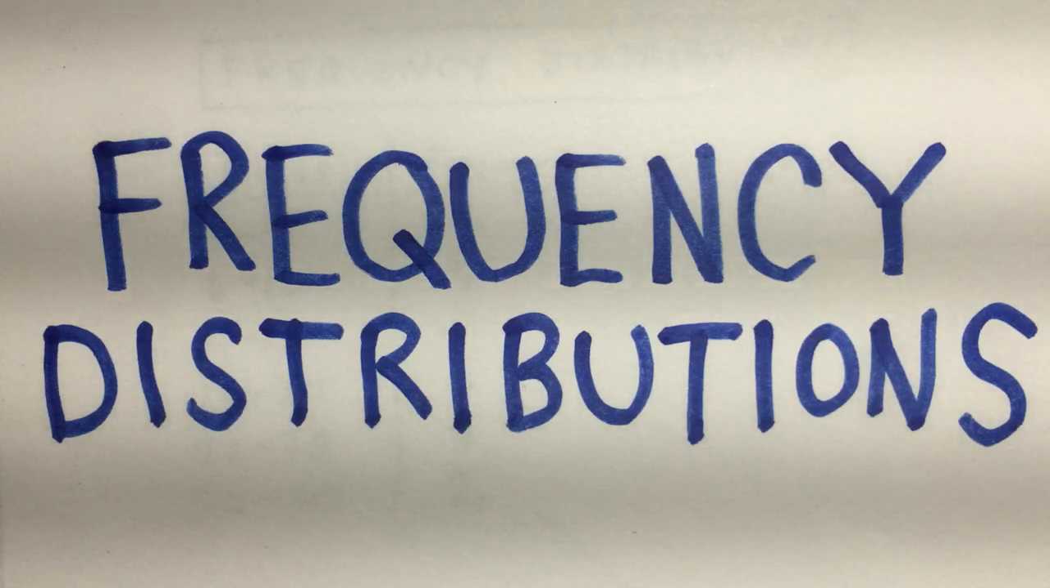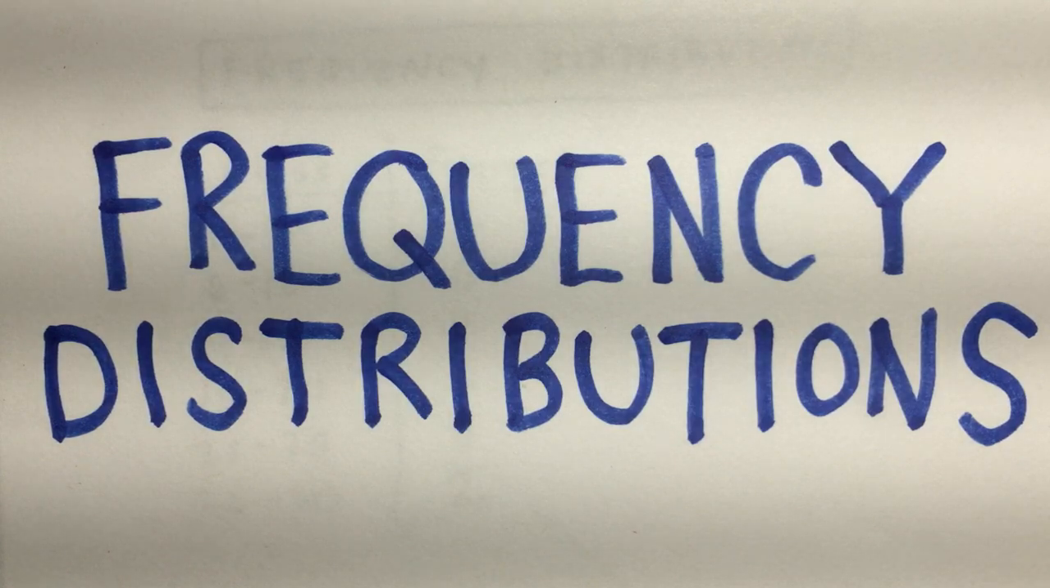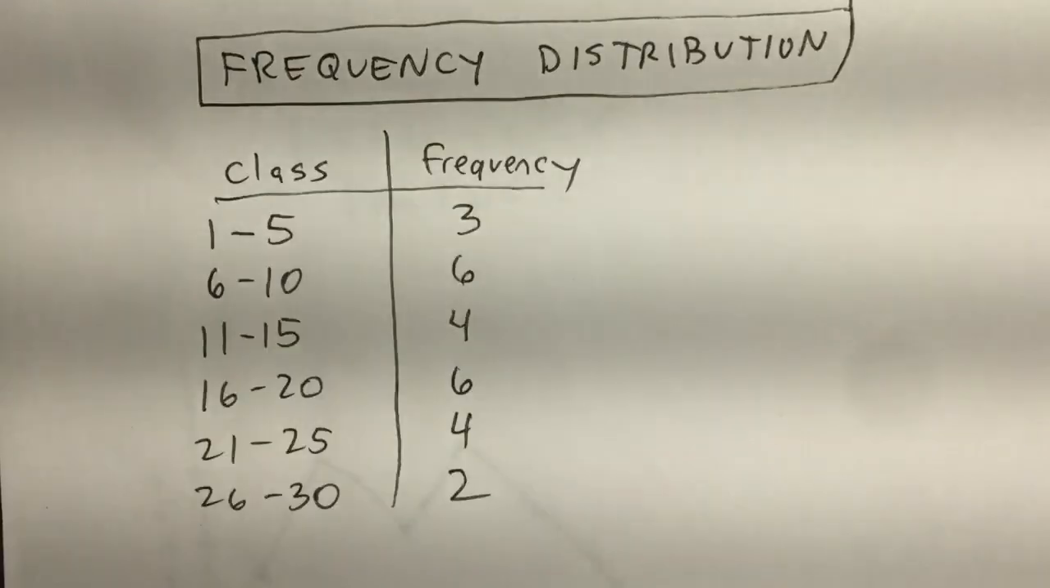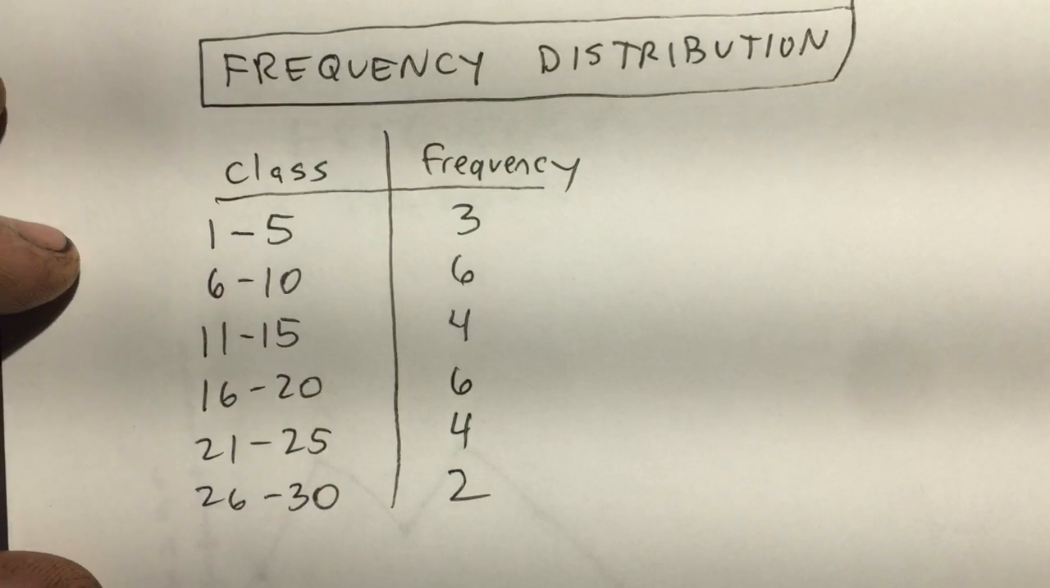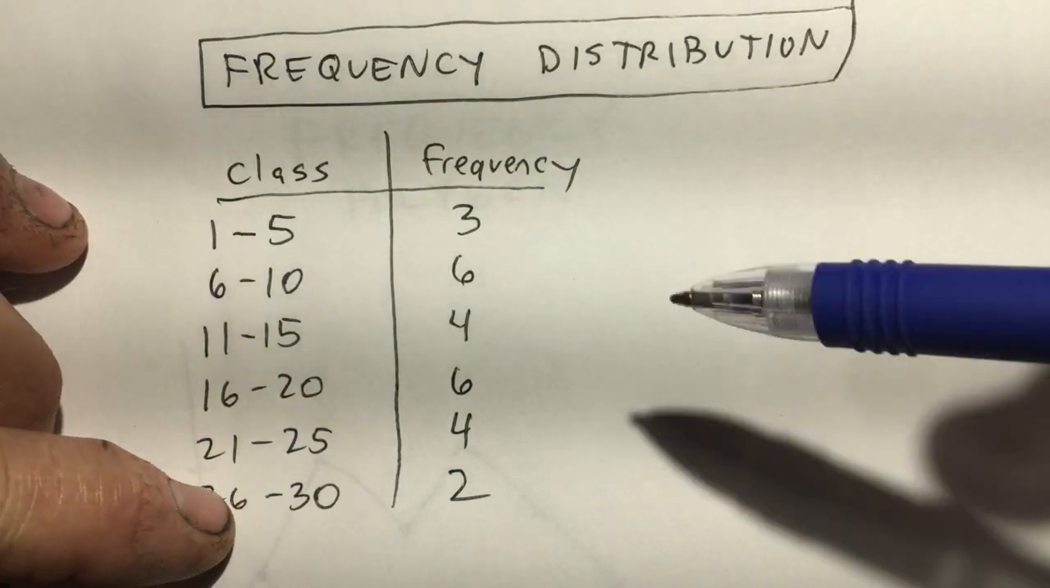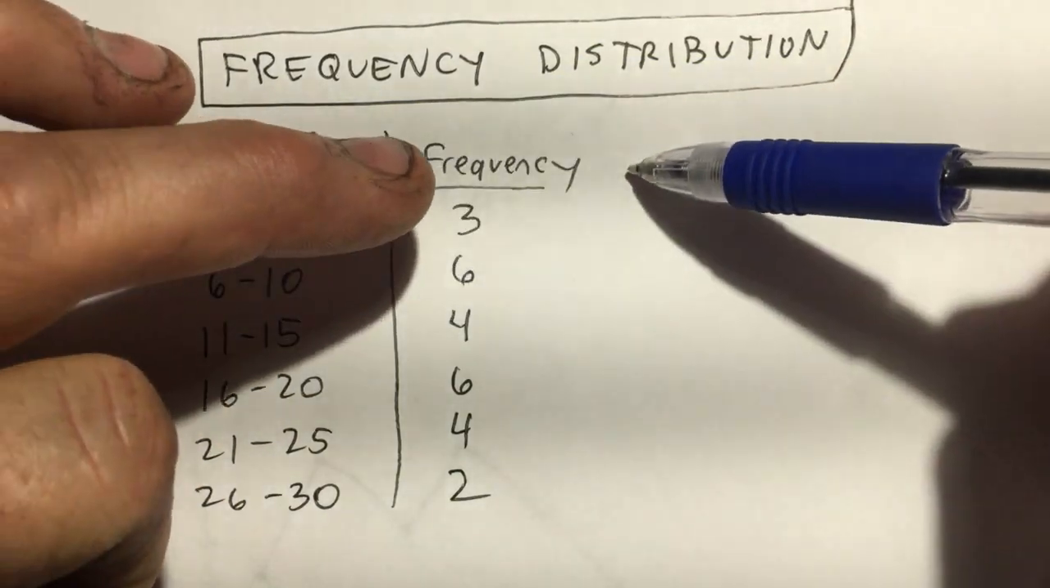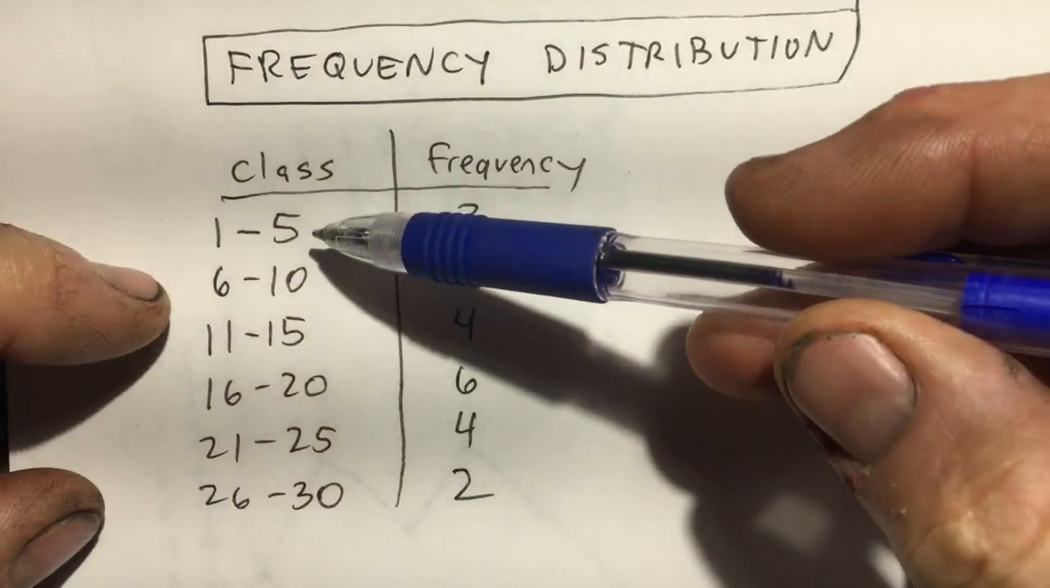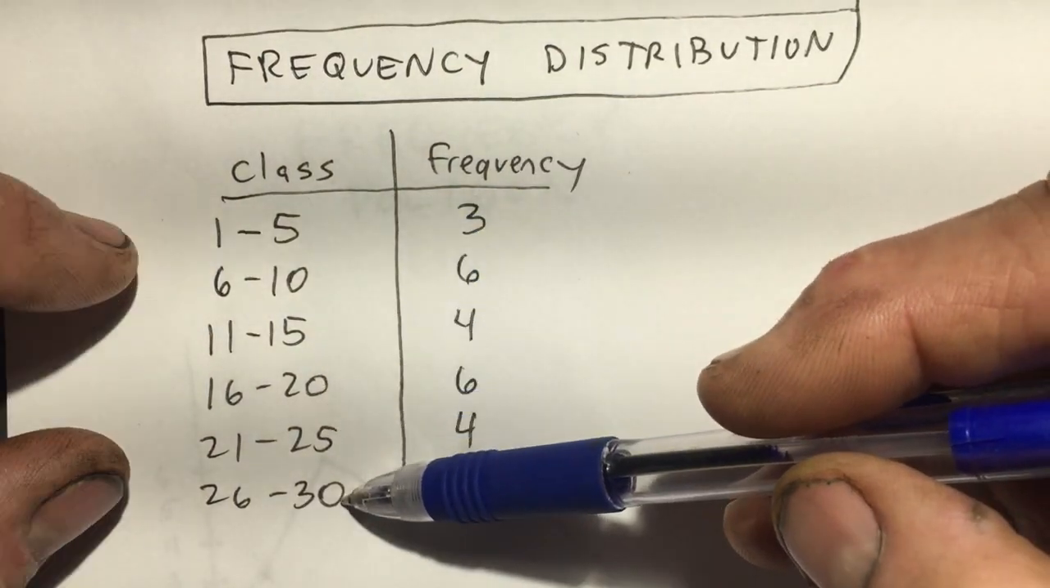All right, statistics class. We're looking at frequency distributions today. Here's one right here. This is a frequency distribution. We've got a class and a frequency for that class. There are 1, 2, 3, 4, 5, 6 classes here.